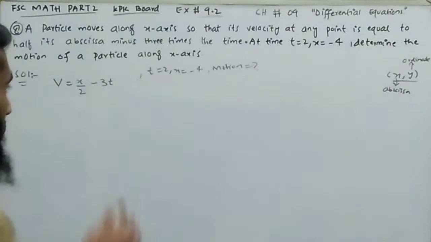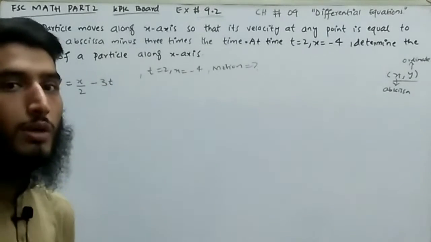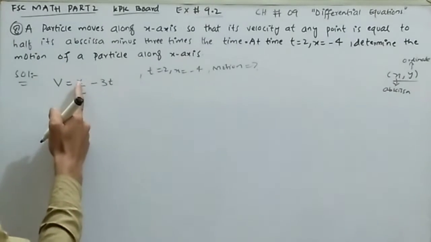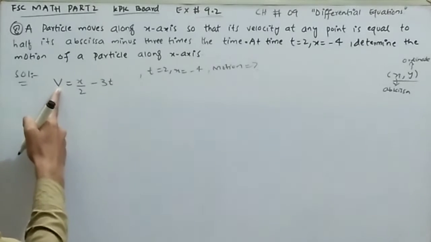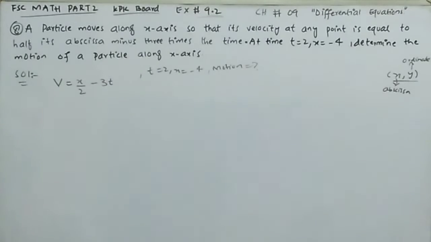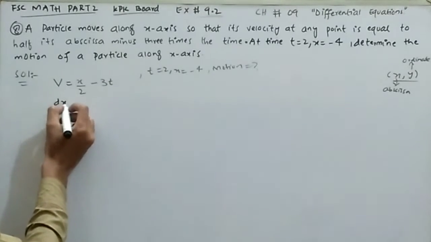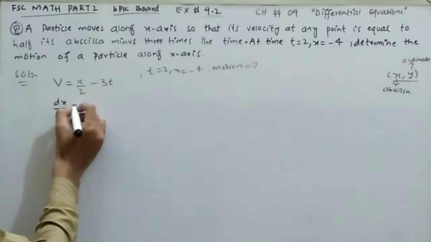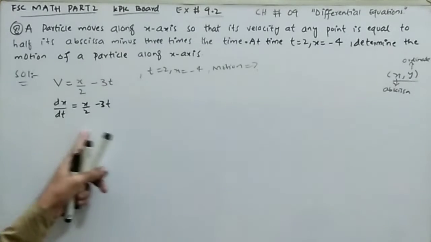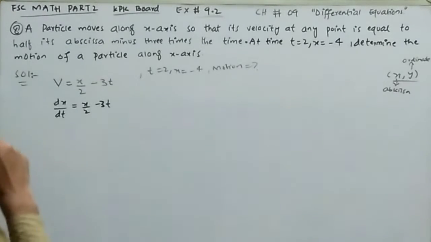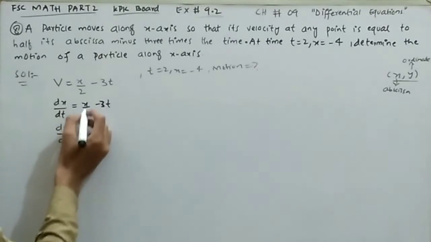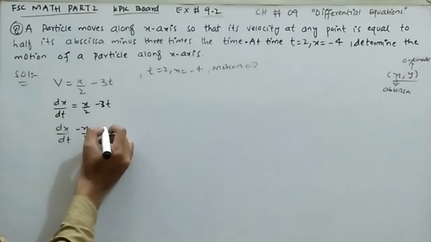So over here, remember, velocity is actually equal to the displacement covered by a body in a unit time. So over here, we have two variables x and t. So the displacement will be x and the time is t. So it means velocity is equal to the first time derivative of the displacement x with respect to the time t, which is equal to x by 2 minus 3t. From over here we cannot solve this differential equation. So over here I shift x by 2 on this side, it becomes dx by dt minus x by 2, which is equal to minus 3t.